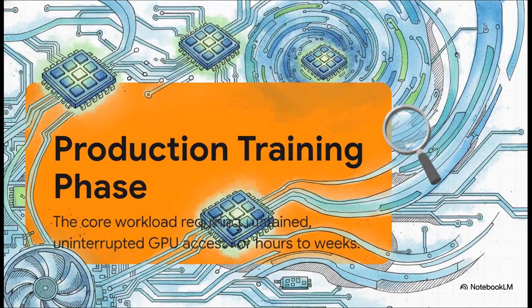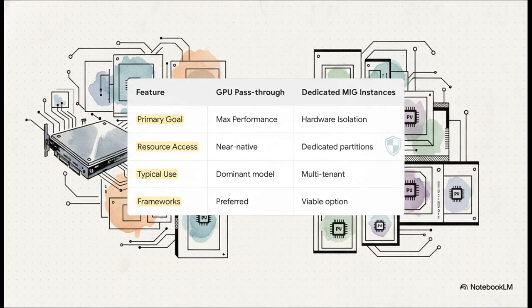Okay, so this brings you to a really critical choice you have to make. For pure, raw performance, GPU pass-through is king. That's where you basically give a virtual machine direct and exclusive control over the physical GPU. You get almost bare metal speeds. But if you're in an environment where you need guaranteed hardware isolation between jobs, maybe for security reasons, then giving a job a dedicated MIG instance is the much smarter, safer play.